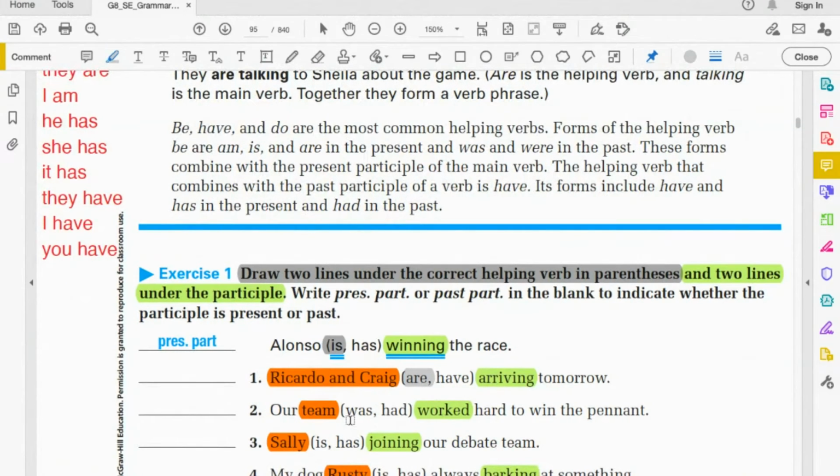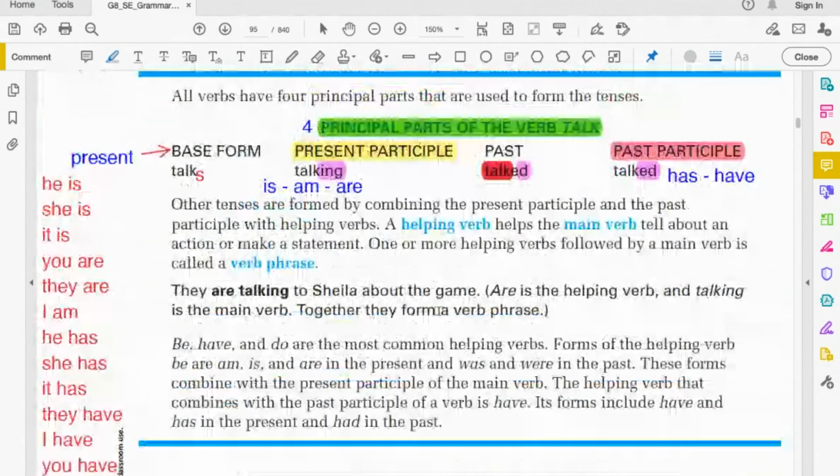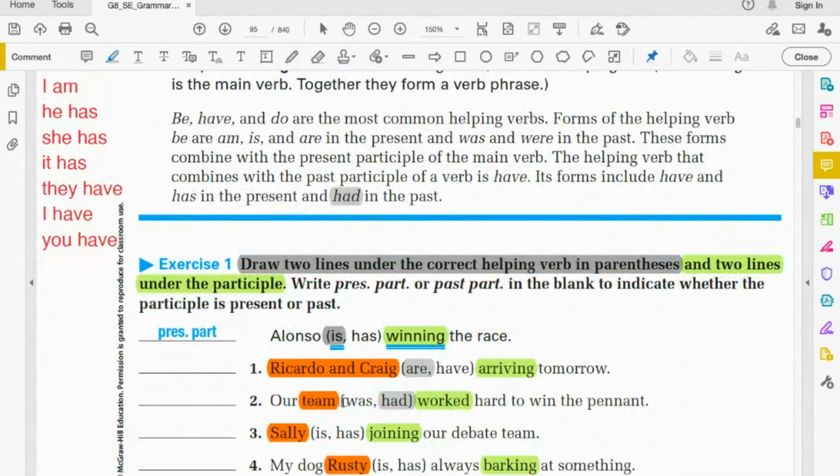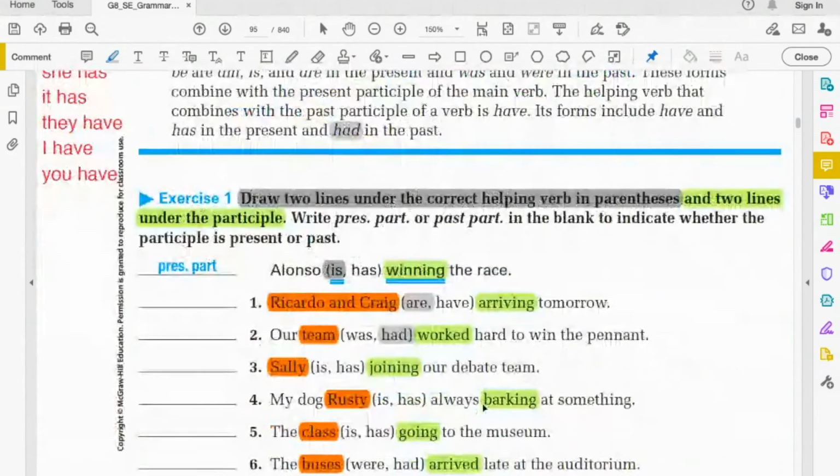Our team was worked or had worked? Had. Oh, I'm really confused. That wasn't even a choice up above. I had has or have. Remember? Has, have, had. Sometimes, if it's in the past form, I need that. He has, they have, or had. Again, was isn't a choice. It's not a choice up here.